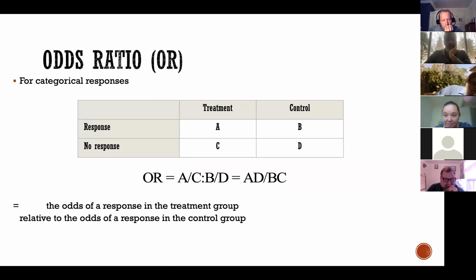Odds ratio, as I said, is for categorical responses. So you have a treatment and control. You have response, no response. You have a yes, no. Nothing more quantitative than that. But you can do a very simple calculation to come up with the odds response ratio. That tells you the odds of some response in a treatment relative to the control. So yes, no could be, is the species present or absent?